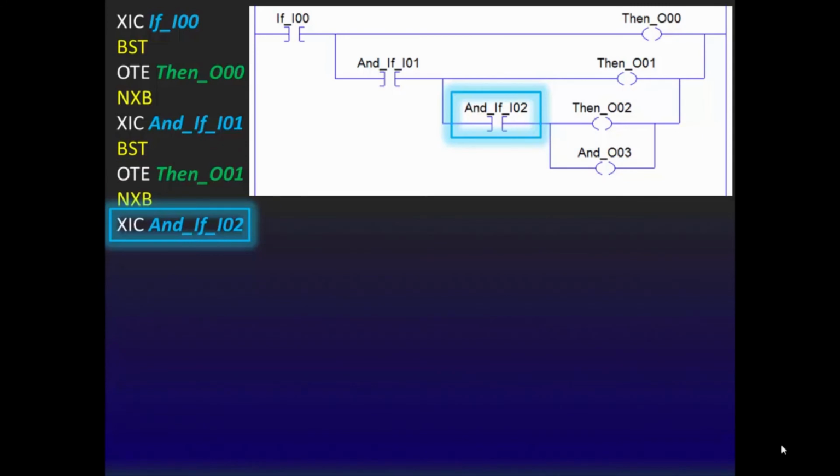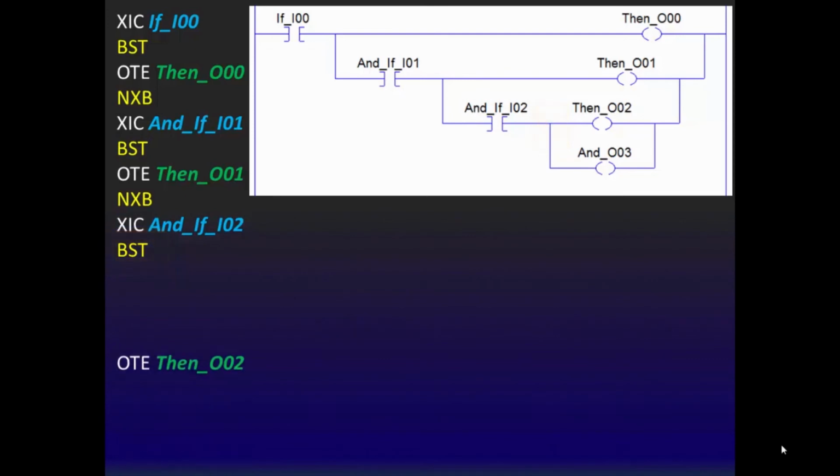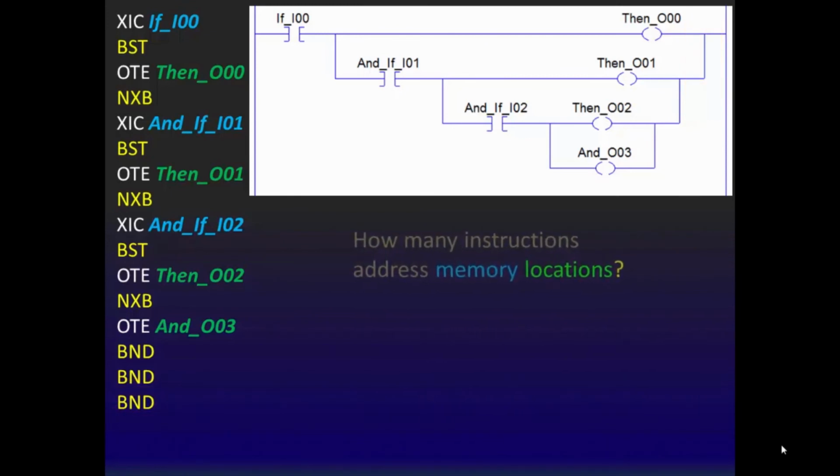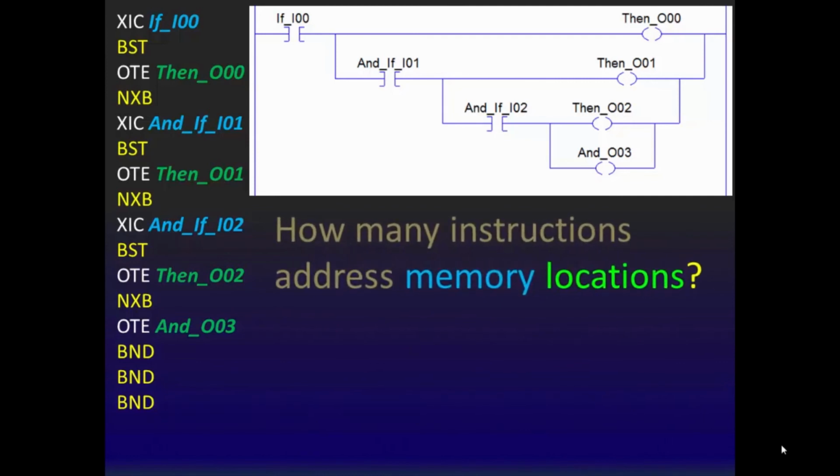If I02 is true, then branch start, then output 02, next branch, output 03. And then you've got branch end, and branch end. That's a lot of instructions. How many instructions address memory locations?